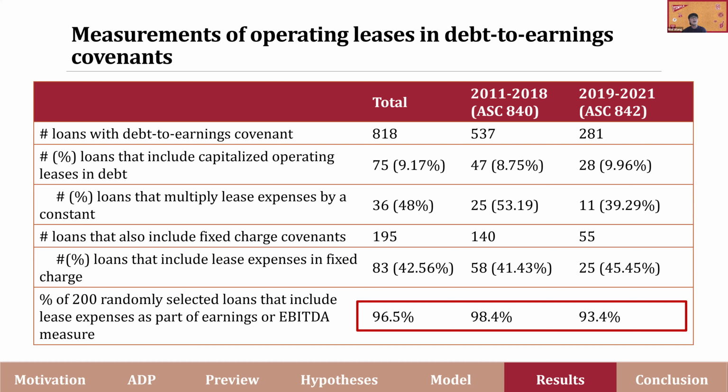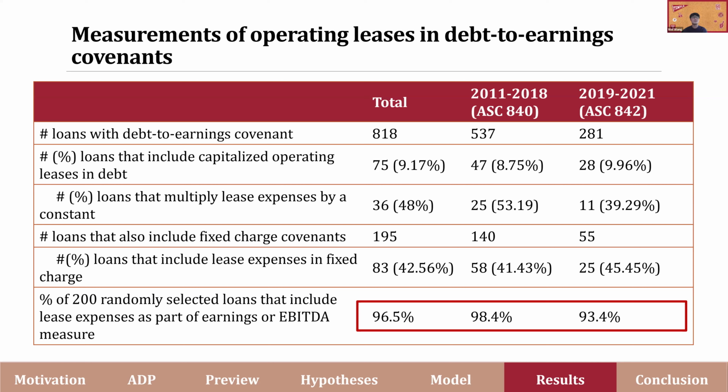We found about 25% of those contracts include fixed charge covenants. Fixed charge covenants usually include lease expense and interest expense, basically amounts that borrowers are scheduled to pay period by period, right? Interest, leases, and everything. And among these covenants, about 42% include lease expenses as part of the fixed charges.